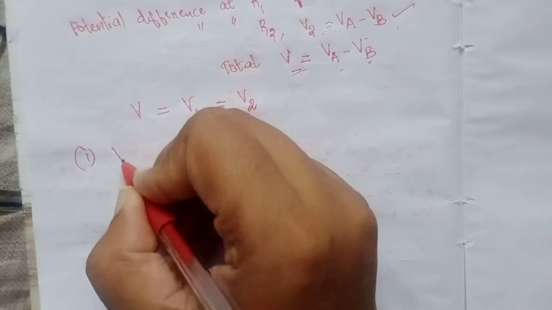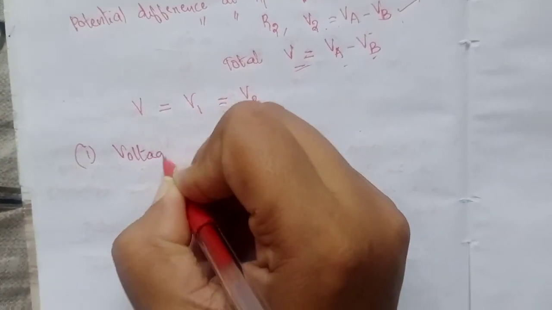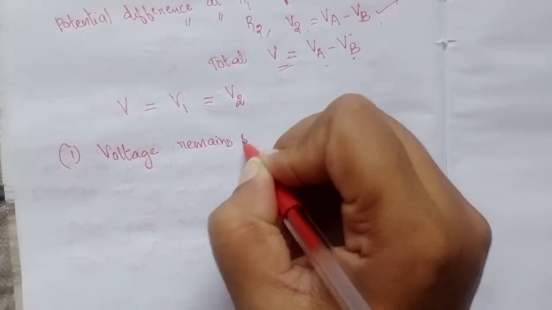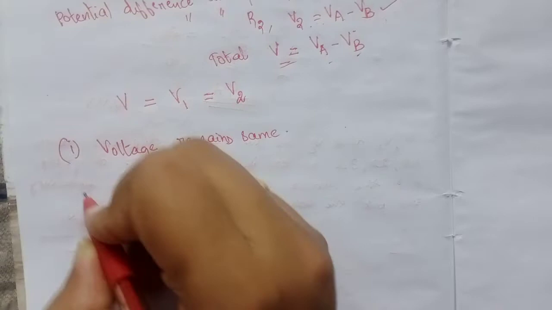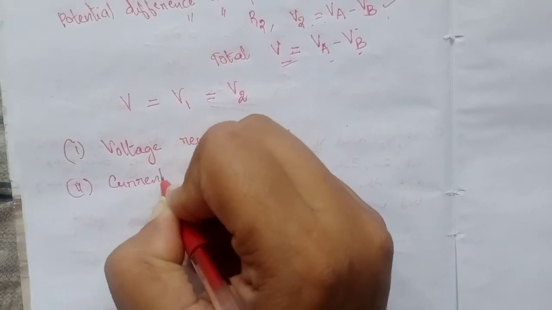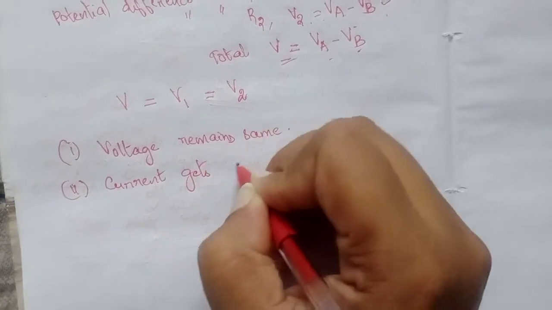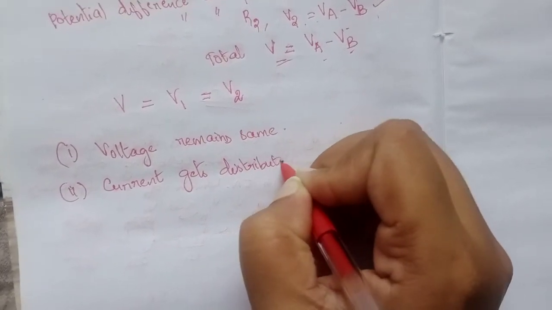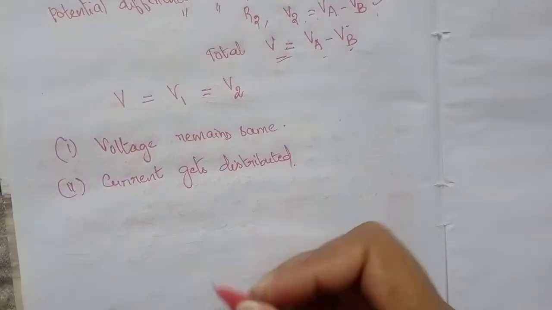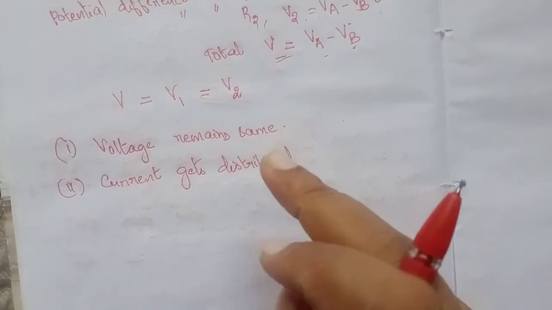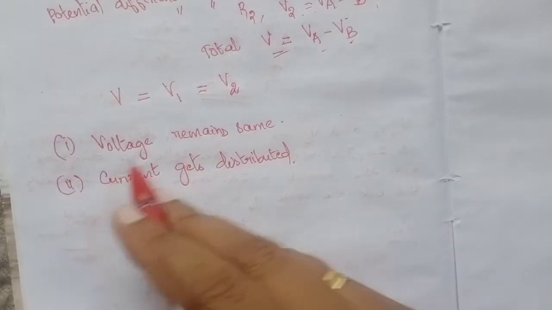So what are the two points to remember? The first point is voltage remains the same. And the second point is current gets distributed. It is just the opposite of a series connection. In a series connection, the current is the same and voltage gets distributed. But in a parallel connection, the voltage remains the same and current gets distributed.